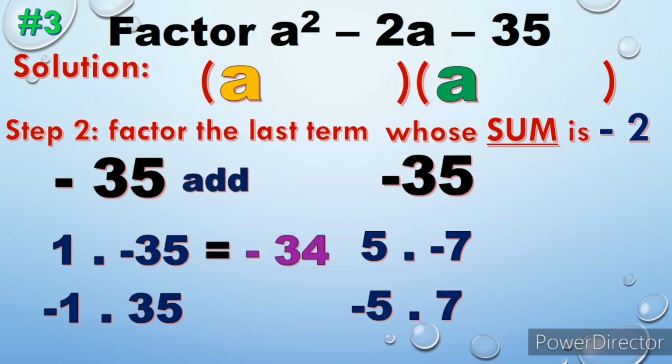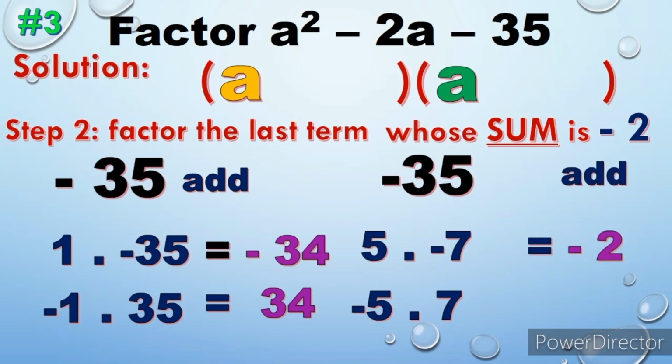Then we add 1 plus negative 35 is negative 34. Negative 1 plus positive 35 equals 34. The next, 5 plus negative 7 is negative 2. And then negative 5 plus 7 is positive 2.